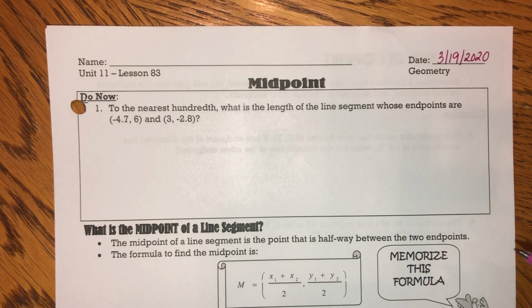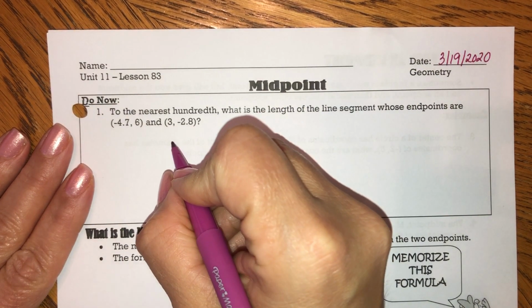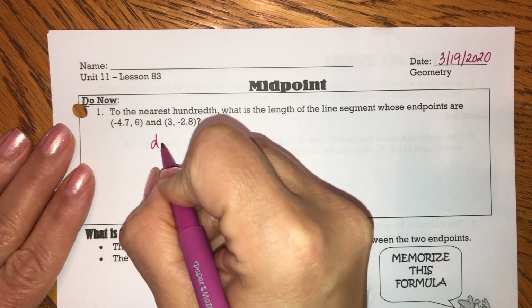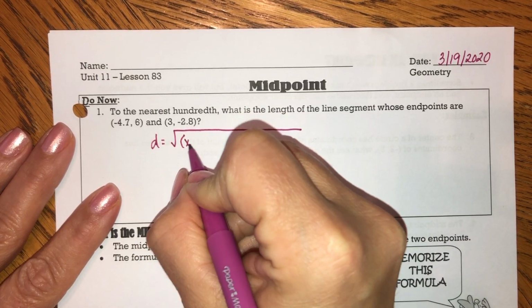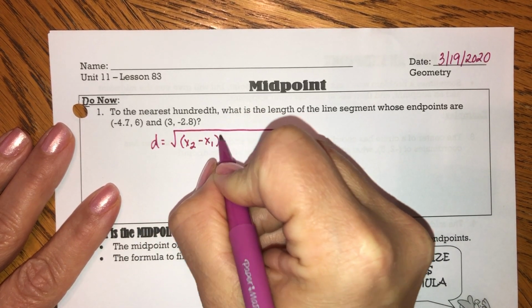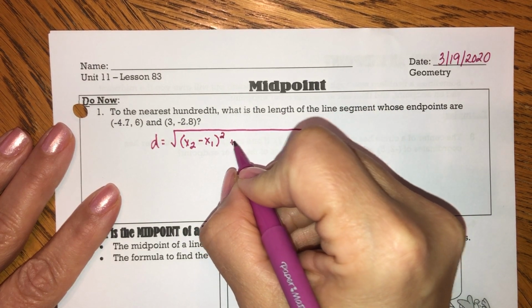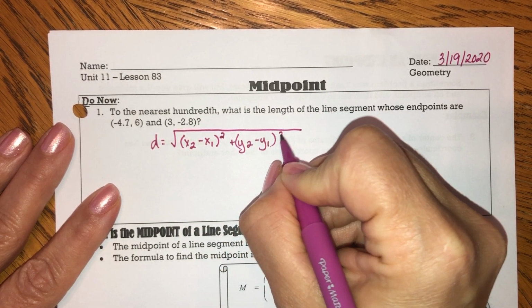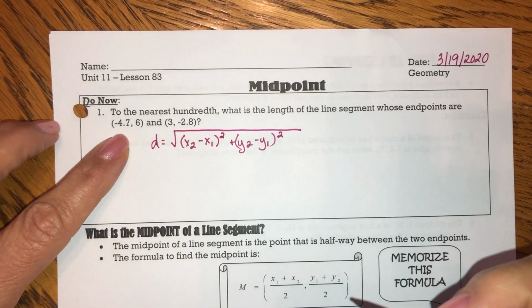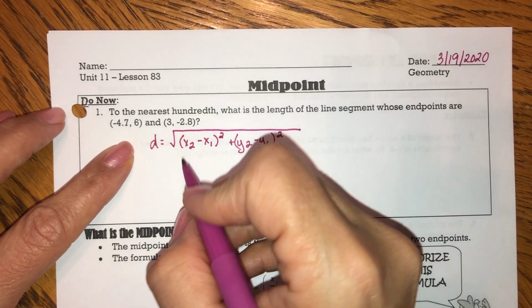Our do now problem asks us to find the length of the line segment with these two endpoints. So of course that would mean we need the distance formula. The first thing I want to do is write that formula down. Distance is equal to the square root of x2 minus x1 squared plus y2 minus y1 squared. And now we're going to plug in all of our values from here, being extra careful with those negatives.